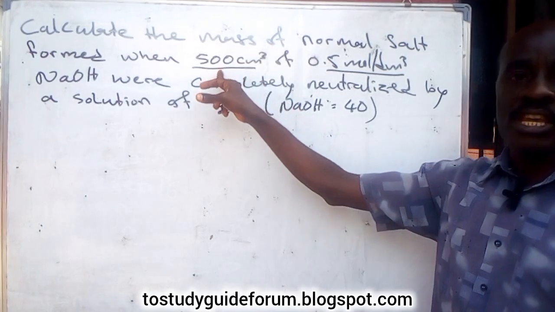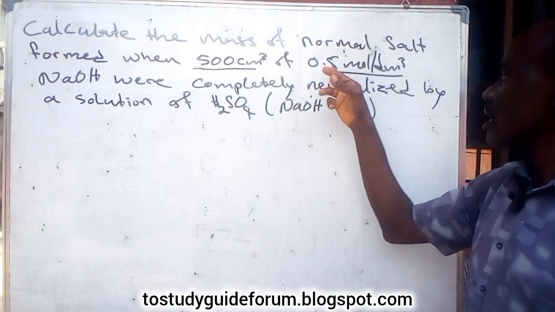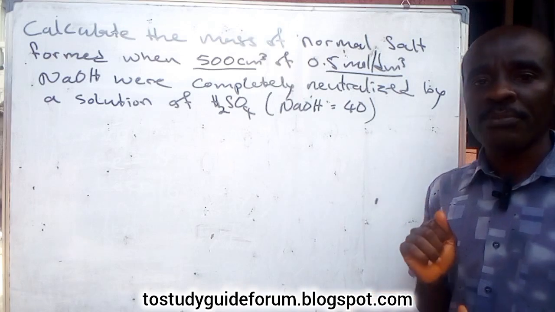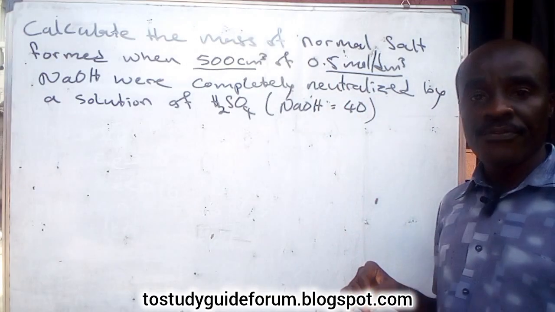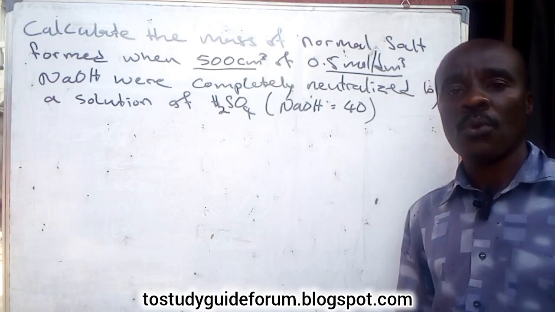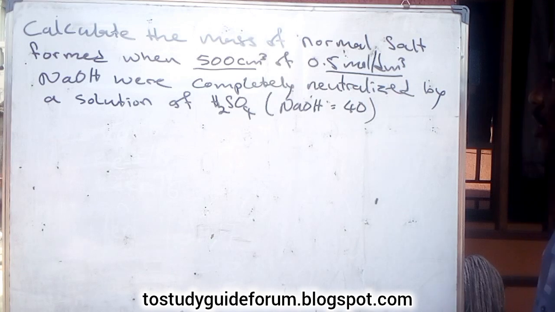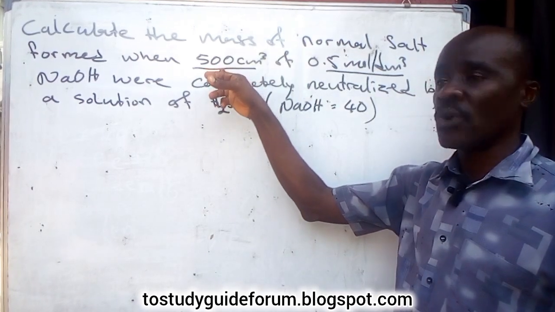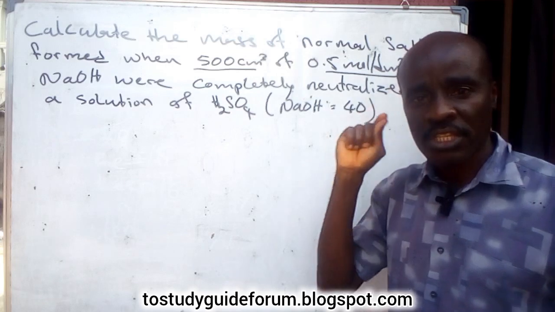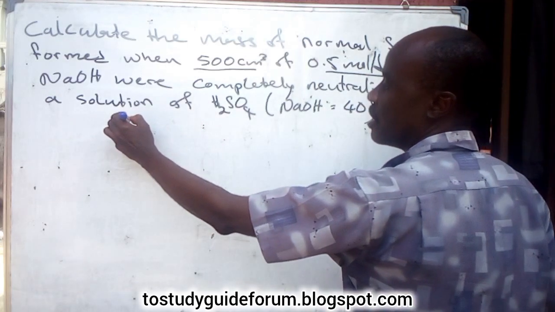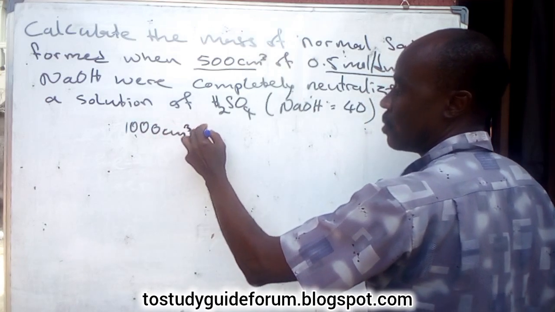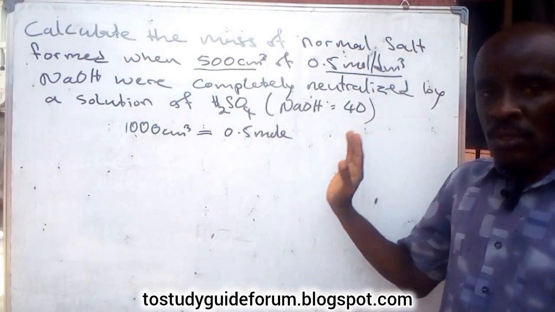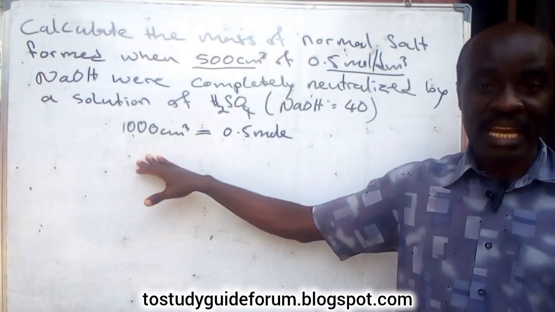I said we pay attention to these two. In 500 cm³, and here the information we have is 0.5 mole per dm³. That means in 1 dm³ we have 0.5 moles. We know that 1 dm³ or 1 liter is equal to 1000 cm³, and we're looking at this in units of cm³. So it means that in every 1000 cm³, we have 0.5 moles. So the first step to solving this problem is to understand this relationship that exists here.